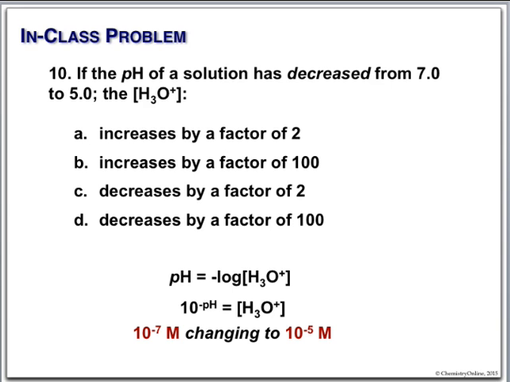Obviously, this is a bigger number, isn't it? 10 to the minus 5 is bigger than 10 to the minus 7. By how much? By 100-fold. Therefore, our acidity, our hydronium ion, is increasing by 100.